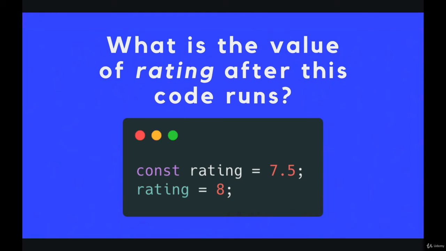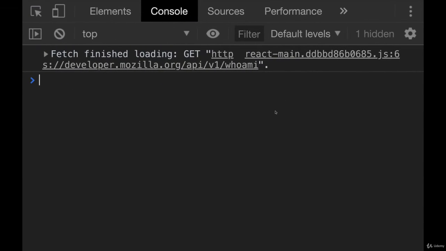The next one. What is the value of rating after this code runs? This one's a little trickier because we're using const. So rating is set to 7.5. And remember, that means that rating will not and cannot change. So if we tested it out, let's do const rating equals 7.5. That's 7.6, it doesn't matter. And then rating equals 8 now.